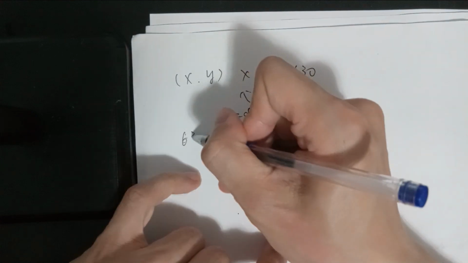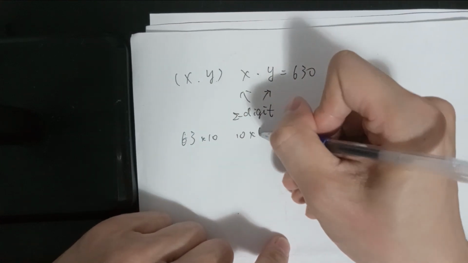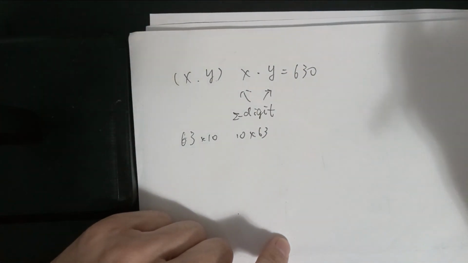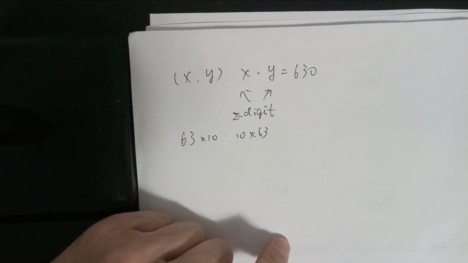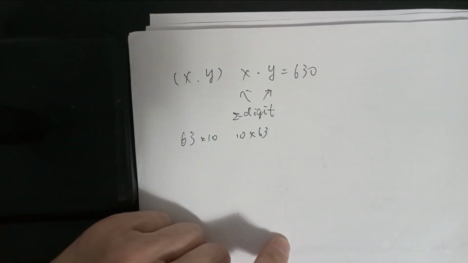So, for example, 63 times 10 is a pair. And what about 10 times 63? In this problem, the order doesn't matter because it only asks for the total number of pairs. So 63 and 10, and 10 and 63, will be considered 1 as opposed to 2. Let's be clear about that.